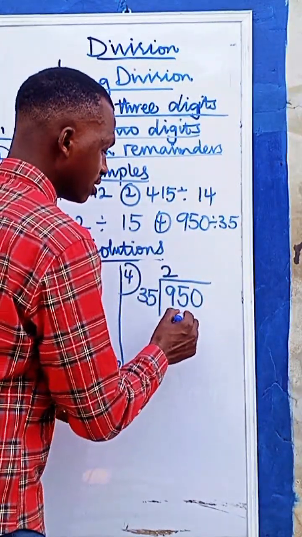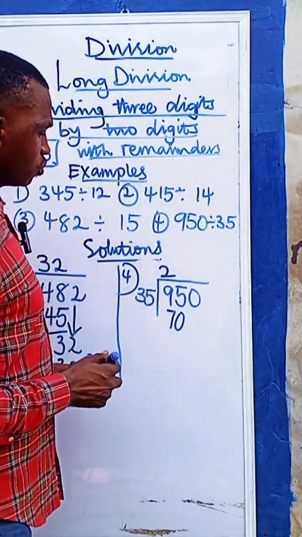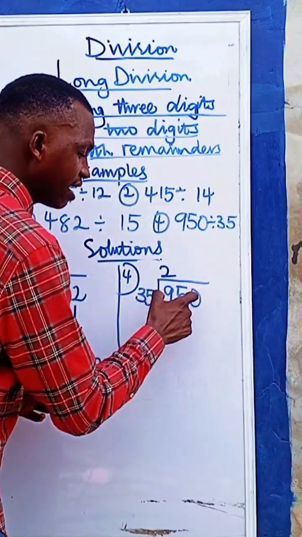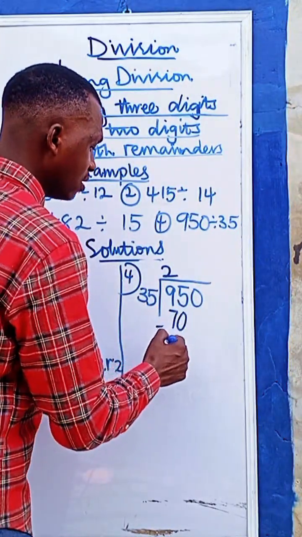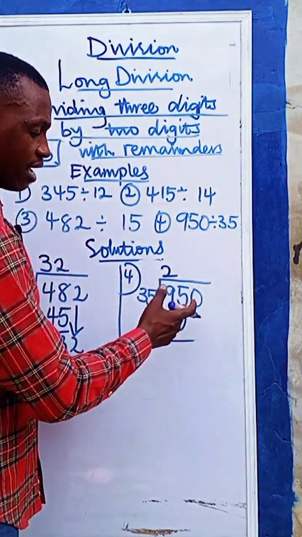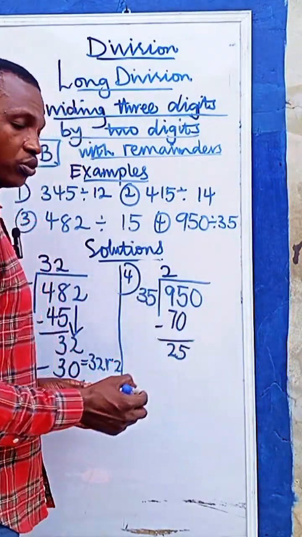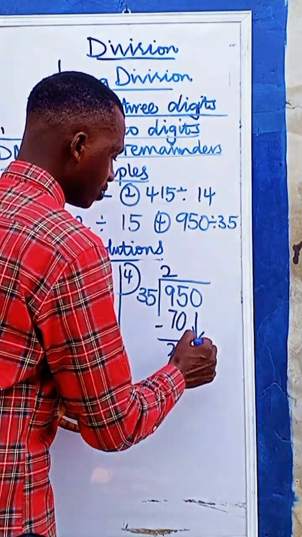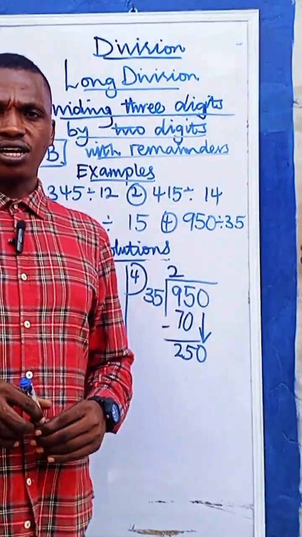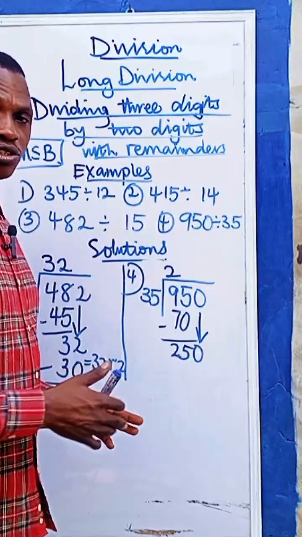35 times 2 will give us 70. Now, what do we do next? We subtract. Now, 95 take away 70 will give us what? 5 take away 0 will still give us 5. The 9 take away 7 will give us 2. What do we do? Bring down the next number, which is 0. Voila. Now let's go. 35 and 250.